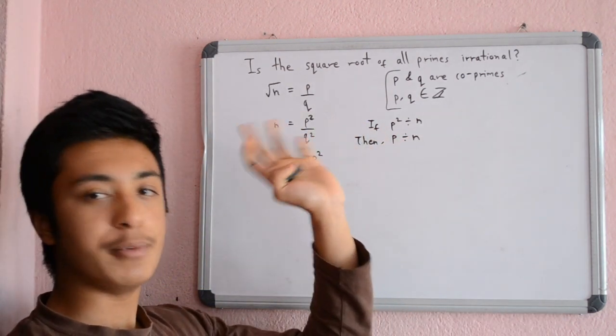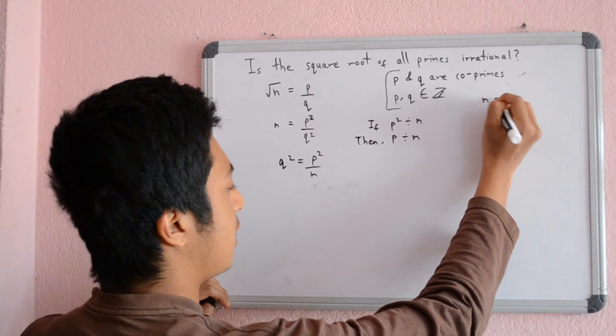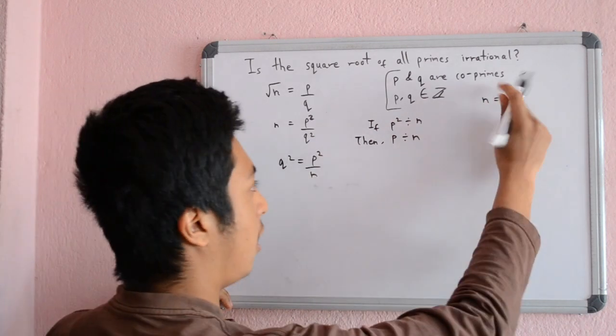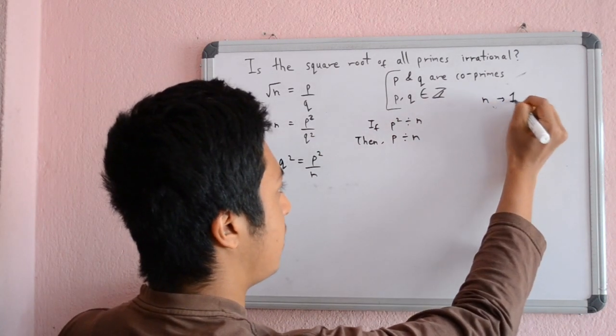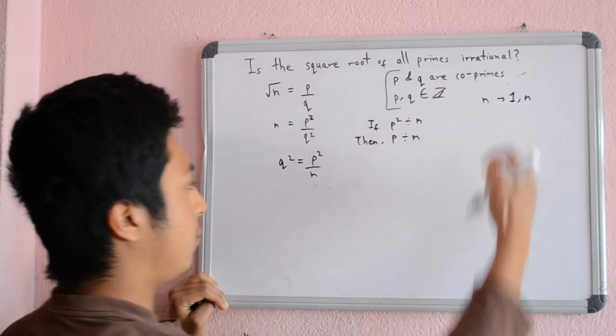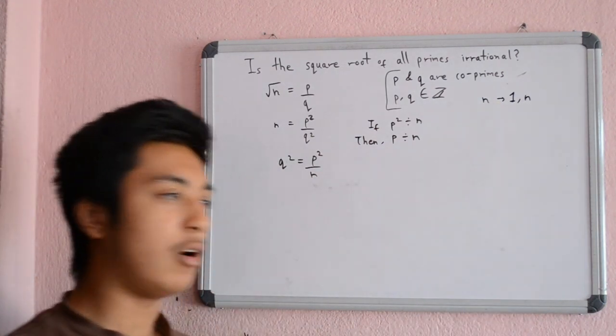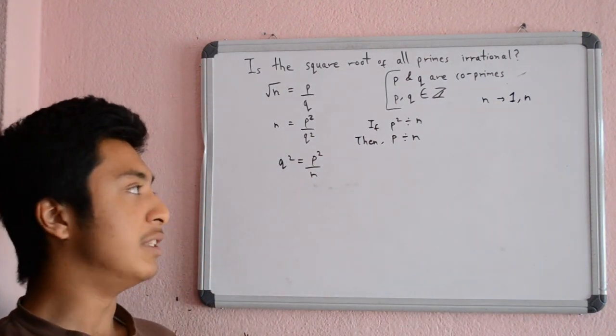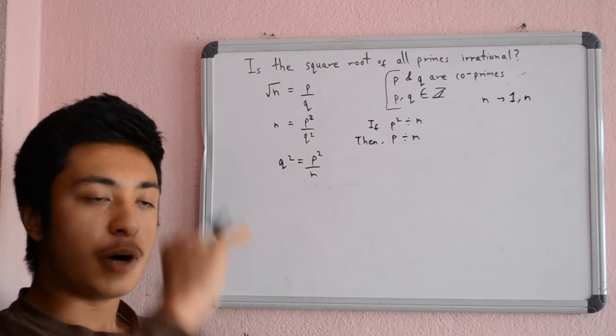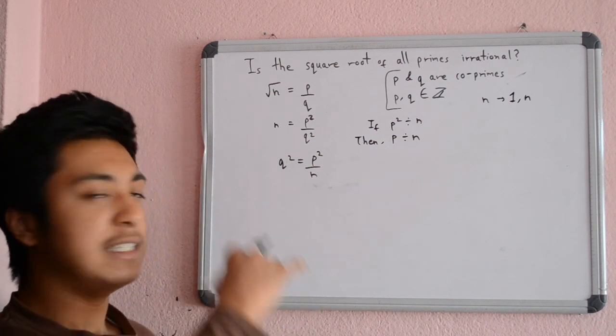Since n is a prime number, n's factors are 1 and n itself. And for a number's square to divide a prime number, the number itself must also divide that prime number.